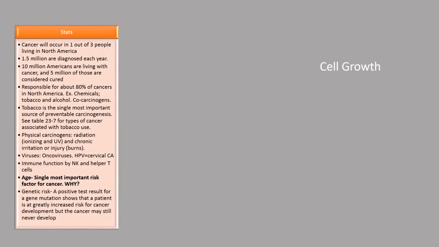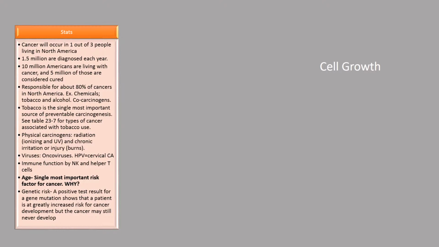10 million Americans are living with cancer and 5 million of those are considered cured. 80% of cancers are caused by chemicals such as tobacco and alcohol. Tobacco is the single most important source of preventable carcinogenesis. You want to see Table 23-7 for types of cancers that are associated with tobacco use.